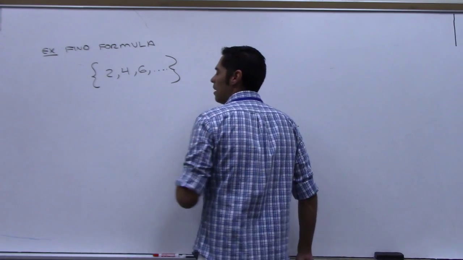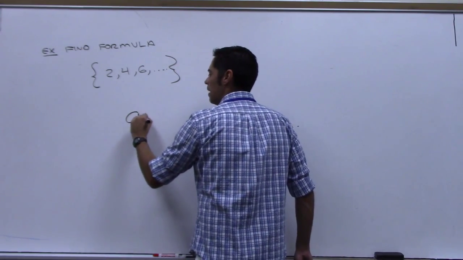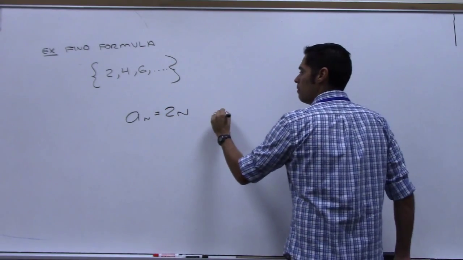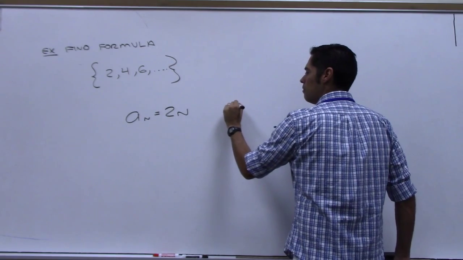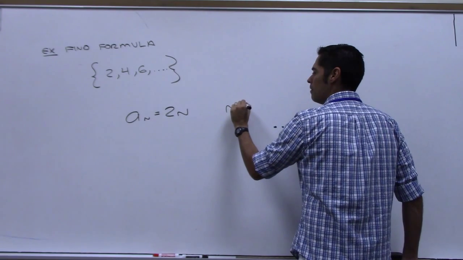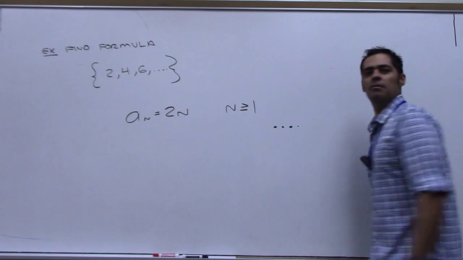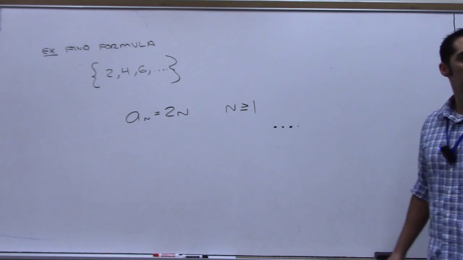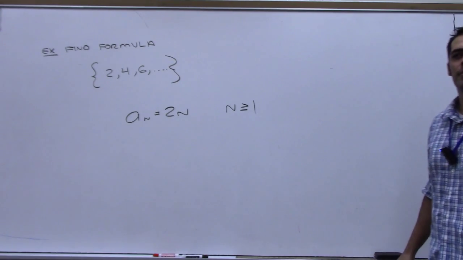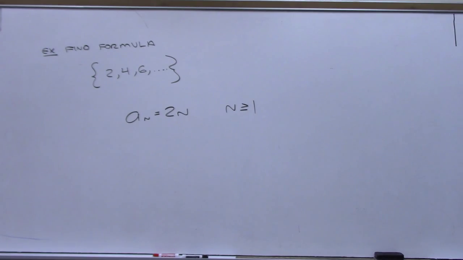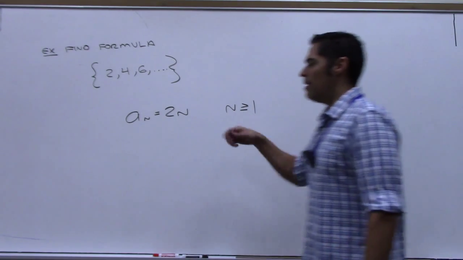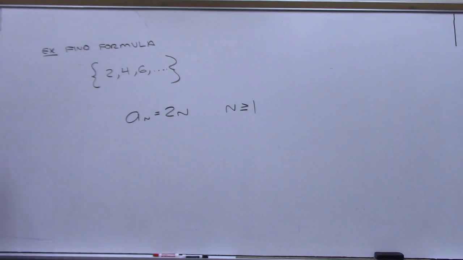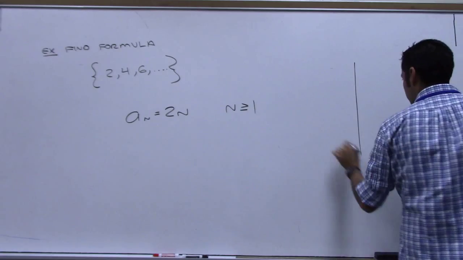All right, what am I going to use? What's my formula? A sub n is 2n again, and there are no restrictions. How about just that? n bigger than or equal to 1. And that would cover it, right? So you start out n is 1, then 2, then 3, then 4, then 5, and it creates this sequence, yes?